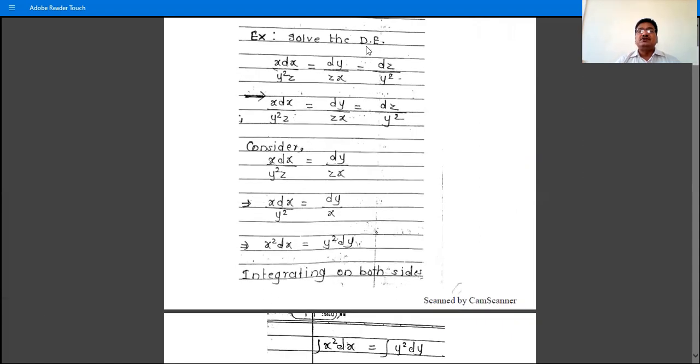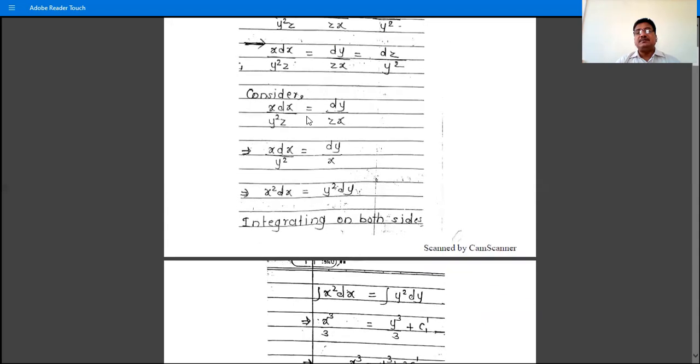Another problem, solve the differential equation. So again it is of the same type, that is dx by p, dy by q, dz by r. If we shift this x to the denominator, then we have dx by y square z by x. So this is of the form dx by p, dy by q, dz by r. So we have to find two solutions of this differential equation.